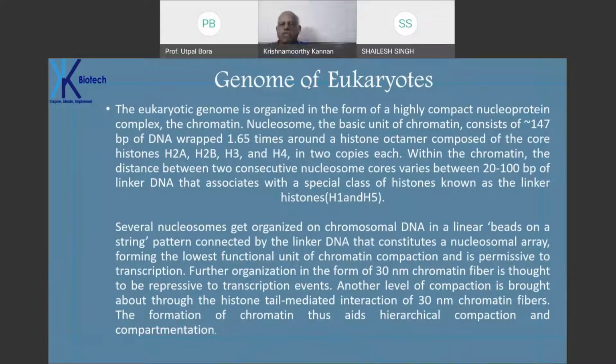Within the chromatin, the distance between two consecutive nucleosome cores varies between 20 to 100 base pairs. So we are looking at the micro level of how the genome is organized. This linker DNA associates with a special class of histone known as the linker histone. Interestingly, this work was all done by X-ray crystallography. You must read R.N. Klug's work, because he was one of those who promoted it, and many in his group went on to win the Nobel Prize also.